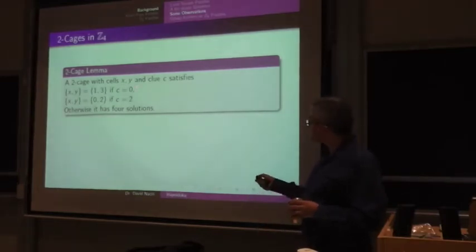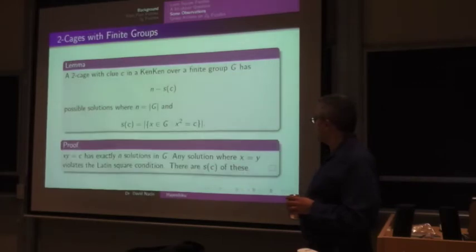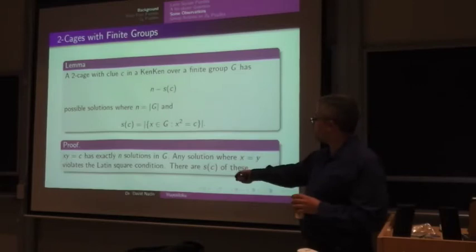Now, if our clue is 0, we're going to end up with... Could you go back one slide? I'm sorry, I missed that last bit there. So your group is multiplicative or additive? So our group is going to be additive, but this is a statement over any finite group, so I wrote this as x times y equals c.